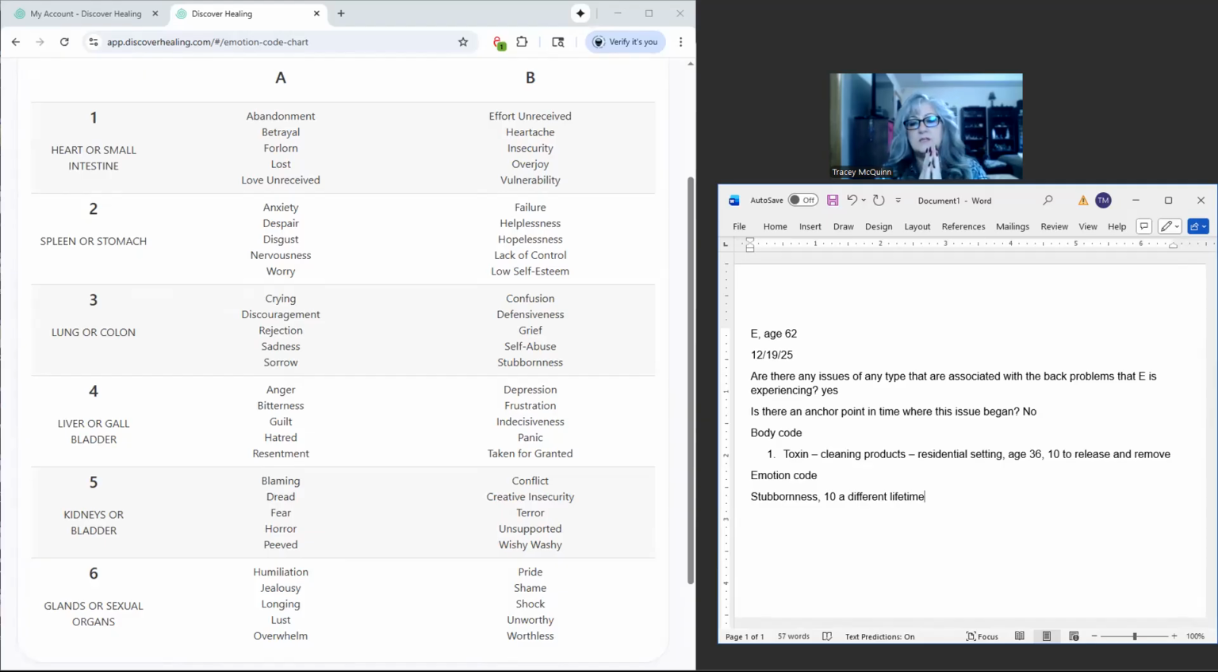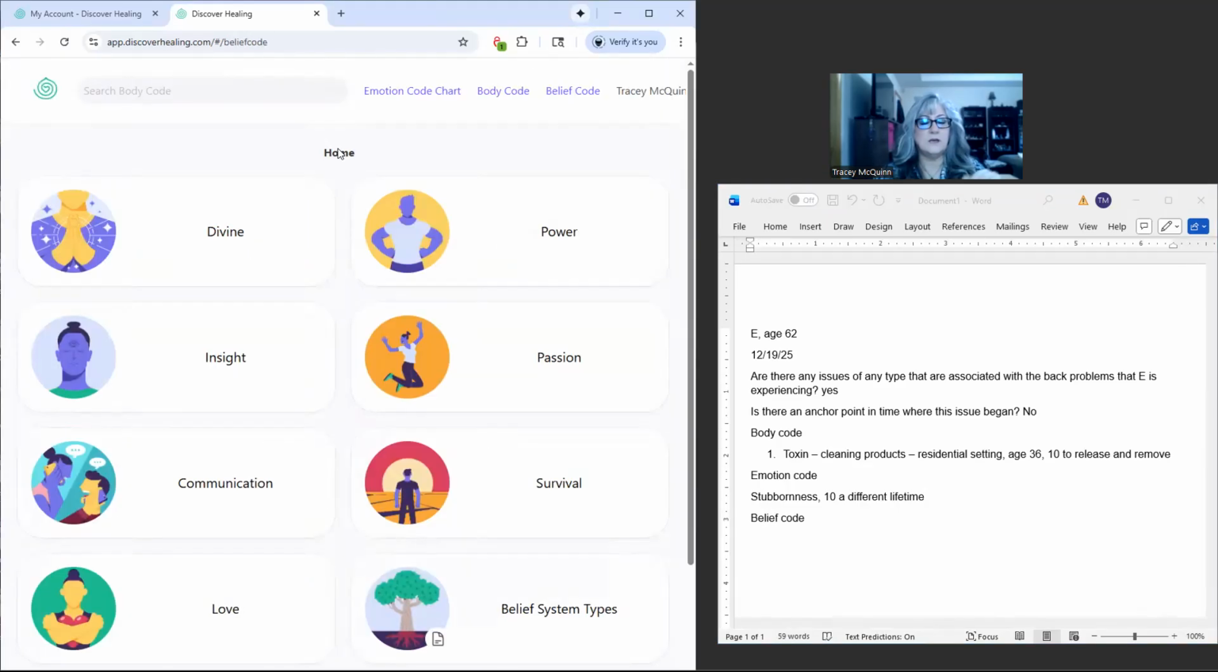Okay. So we're going to intend to release this stubbornness from all levels of his being. 1, 2, 3, 4, 5, 6, 7, 8, 9, 10. All right, did he release that successfully? Yes. Okay, are we staying in the emotion code, body code, belief code? Okay. Okay, are we on the left side?